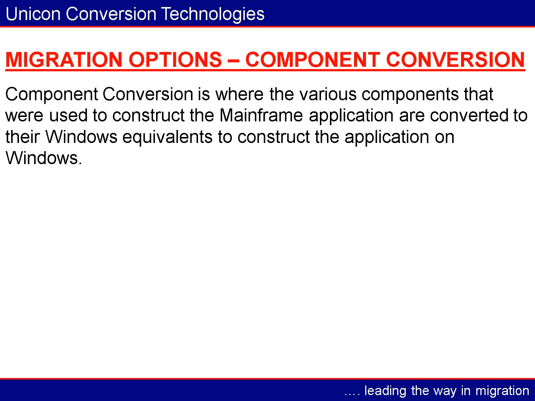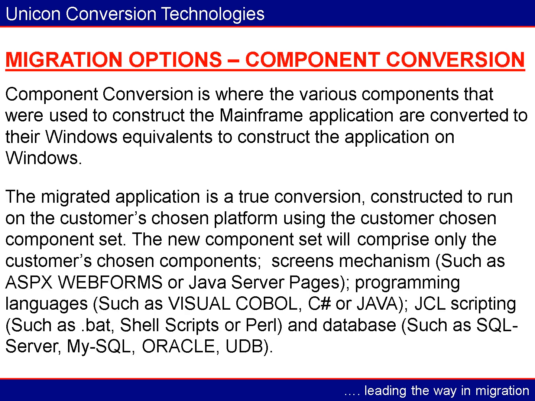Component conversion is where the various components that were used to construct the mainframe application are converted to their Windows equivalents to construct the application on Windows. The migrated application is a true conversion, constructed to run on the customer's chosen platform using the customer's chosen component set. The new component set will comprise only the customer's chosen components.